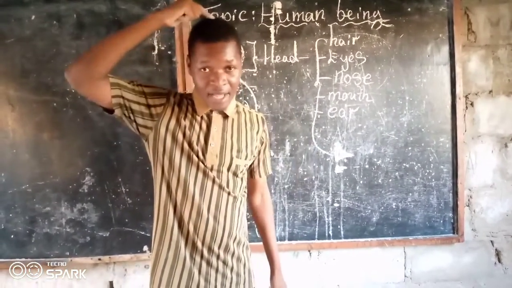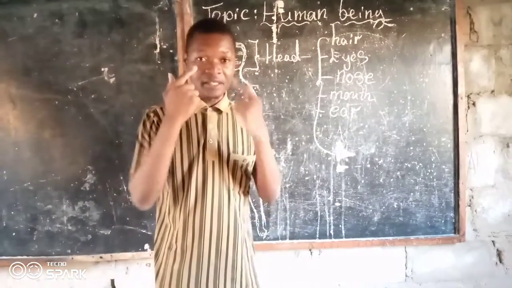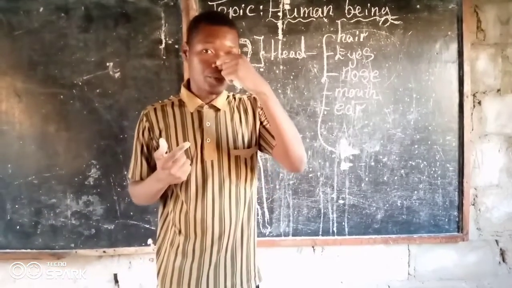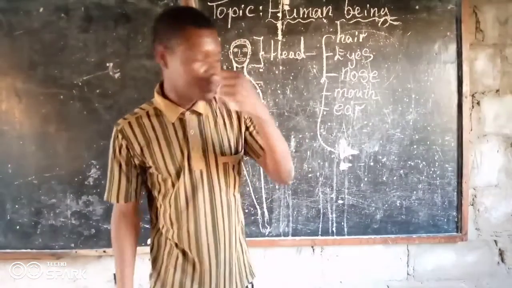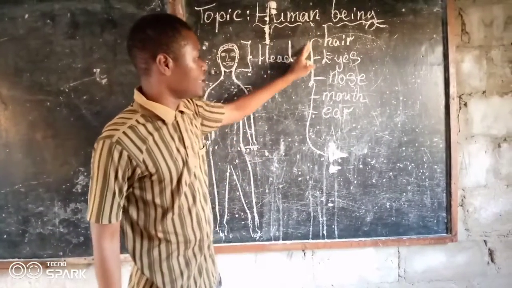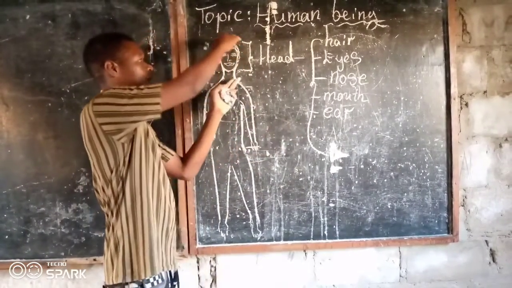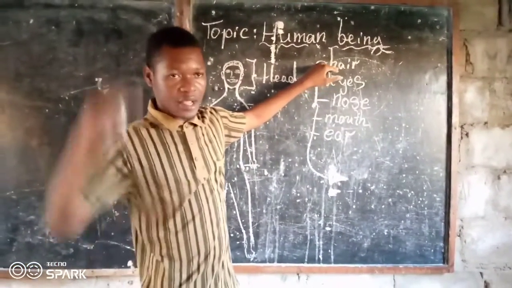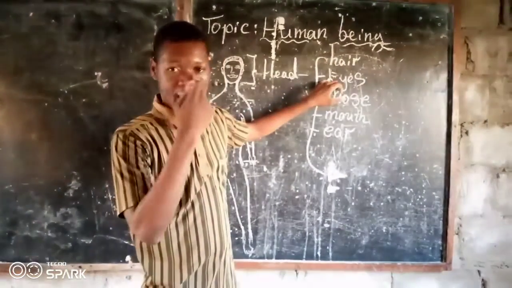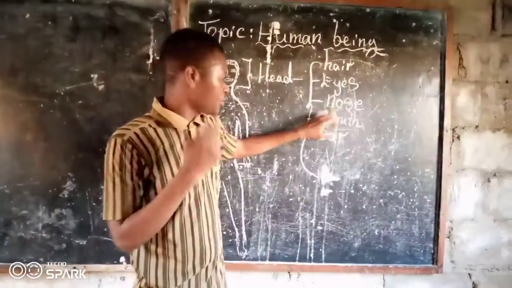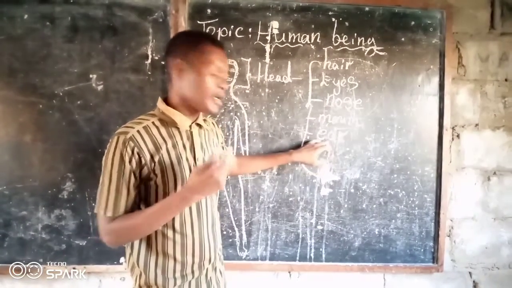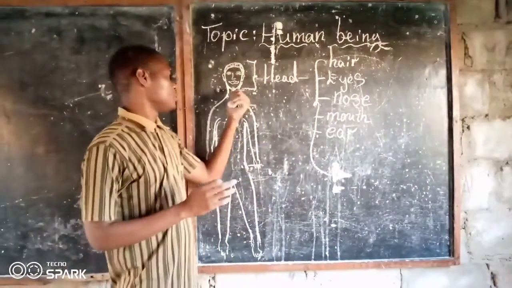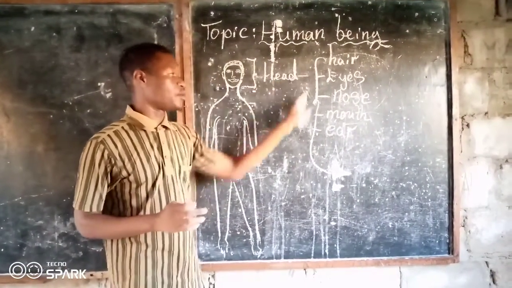This is hair. This is eyes. This is nose. Okay, thank you. So all these we find in the head, right? In the head we find hair, eyes, nose, mouth, and ears. So all these are part of the head. In the head we find all these.